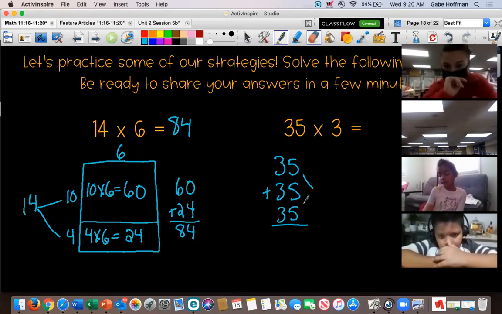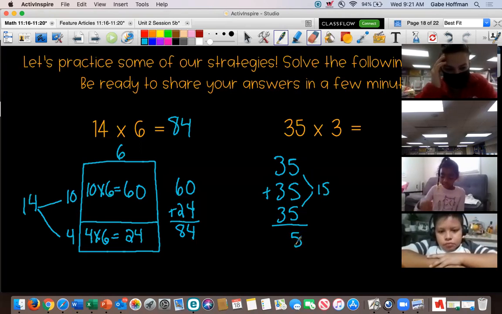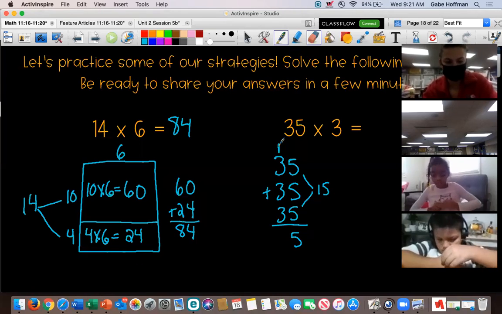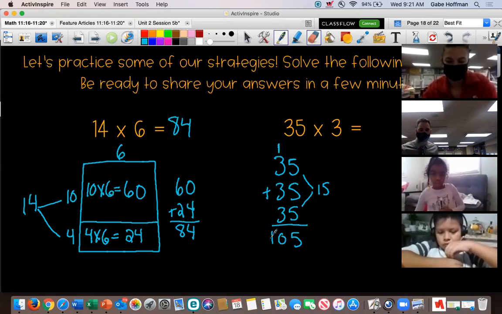So I put the 5 down at the bottom, and then I put the 1 up in the... yeah, right there. You put the 1, then the 10. You put the 10 in the tens place. Yes, and then I knew that 3 plus 3 was 6, so 3 plus 1 would equal 4. So I added those together, and I got 10. So my answer was 105.